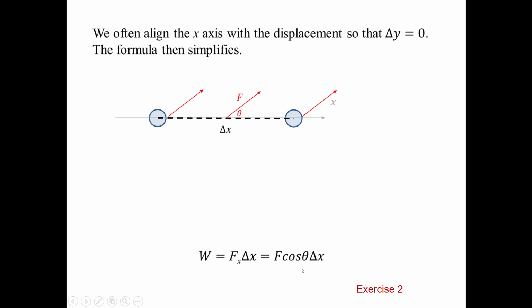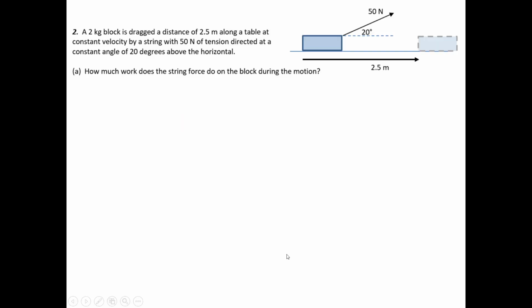Now, let's go on and do exercise 2 on the same worksheet. Here's what at least the setup is and the first part of it. We've got a 2-kilogram block being dragged. Hey, that sounds familiar. A distance of 2.5 meters along a table at a constant velocity by a string with a 50 Newton tension force in it, directed at an angle of 20 degrees above the horizontal, and we keep that magnitude and direction angle for the entire motion from the initial state to the final state.